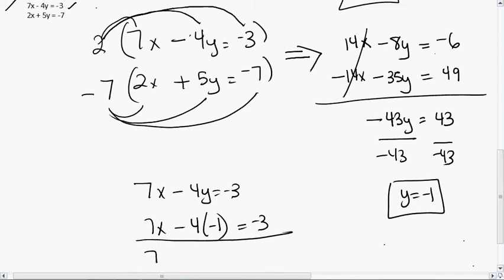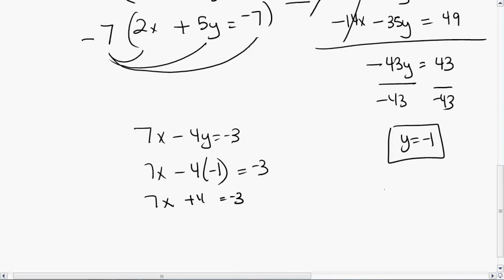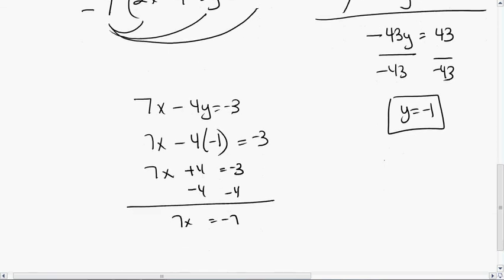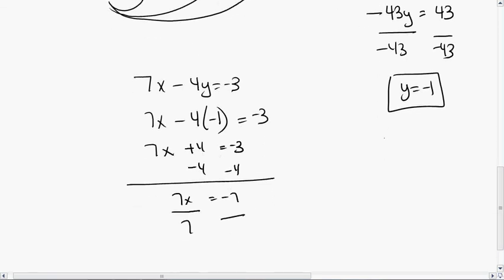So I've got 7x plus 4 equals negative 3. Subtract 4 on both sides. I've got 7x equals negative 7. Divide both sides by 7. X equals negative 1, just like my y.